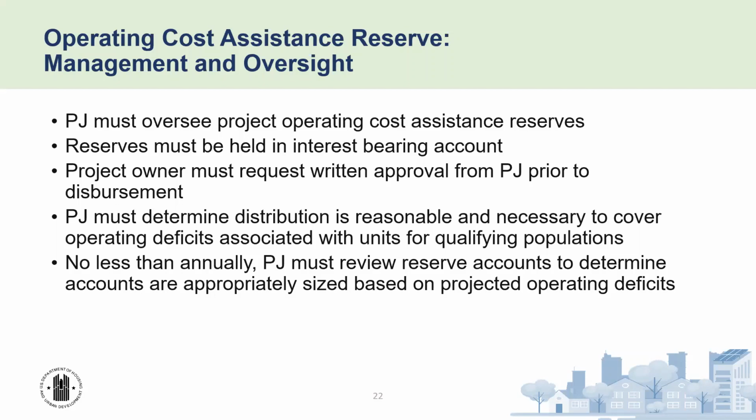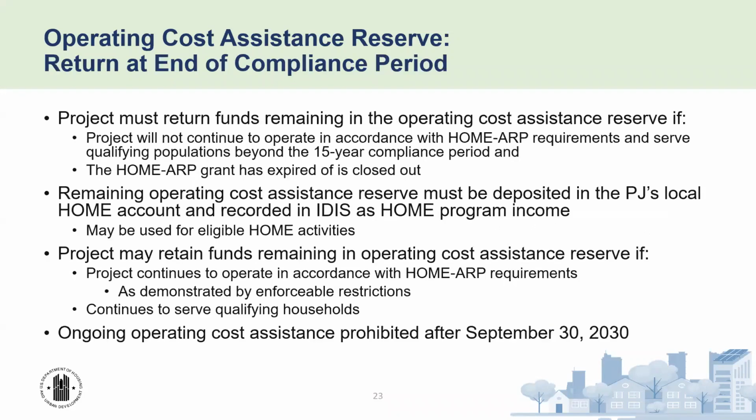No less than annually, the PJ must review the operating cost assistance reserve to determine the account is still appropriately sized based on the projected operating deficits of the HOME-ARP units restricted for the qualifying households. If justified and documented in the project file, the PJ may adjust the amount of the reserve prior to the end of the September 30th, 2030 budget period, as long as the PJ still has sufficient ARP funds remaining to contribute to the reserve.